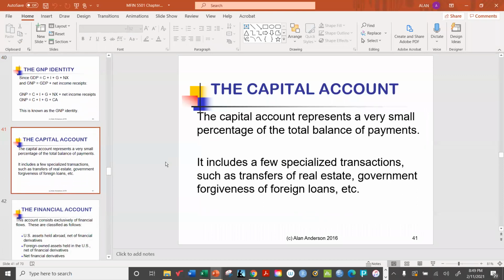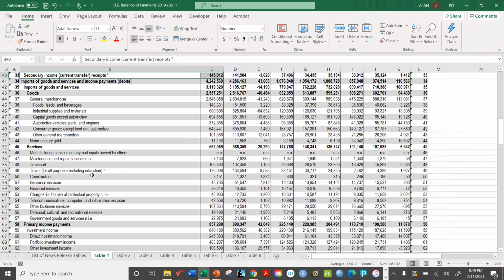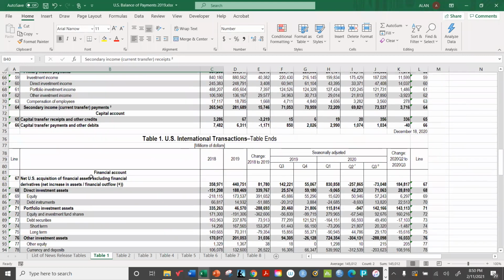The capital account is a very small account. It has a few highly specialized transactions, like the transfers of real estate, government forgiveness of foreign loans, miscellaneous. It's really like a miscellaneous account, just to capture things that don't really belong to the other categories.